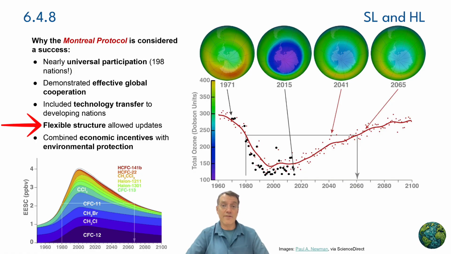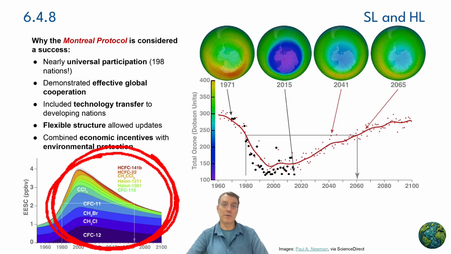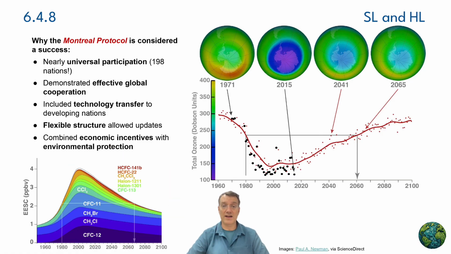Fourth, the treaty had a flexible structure that allowed updates as new science emerged. And finally, it combined economic incentives with environmental protection, making it practical for industries to comply. This bottom graph shows how emissions of different ODSs have dramatically declined since 1990 as the protocol was implemented. The top graph shows how total stratospheric ozone is projected to return to 1971 levels by around the year 2065.